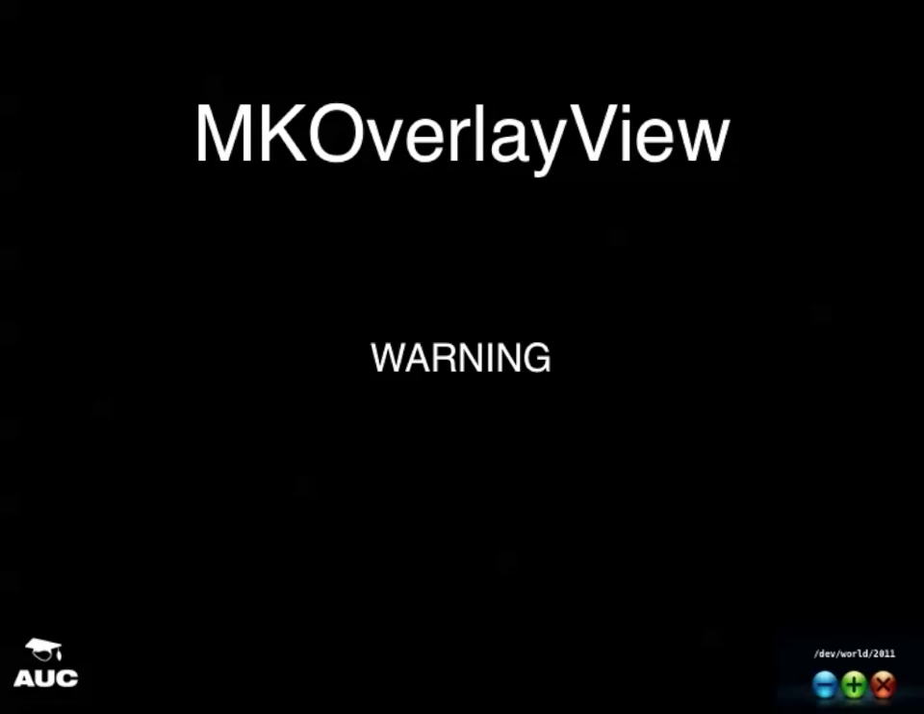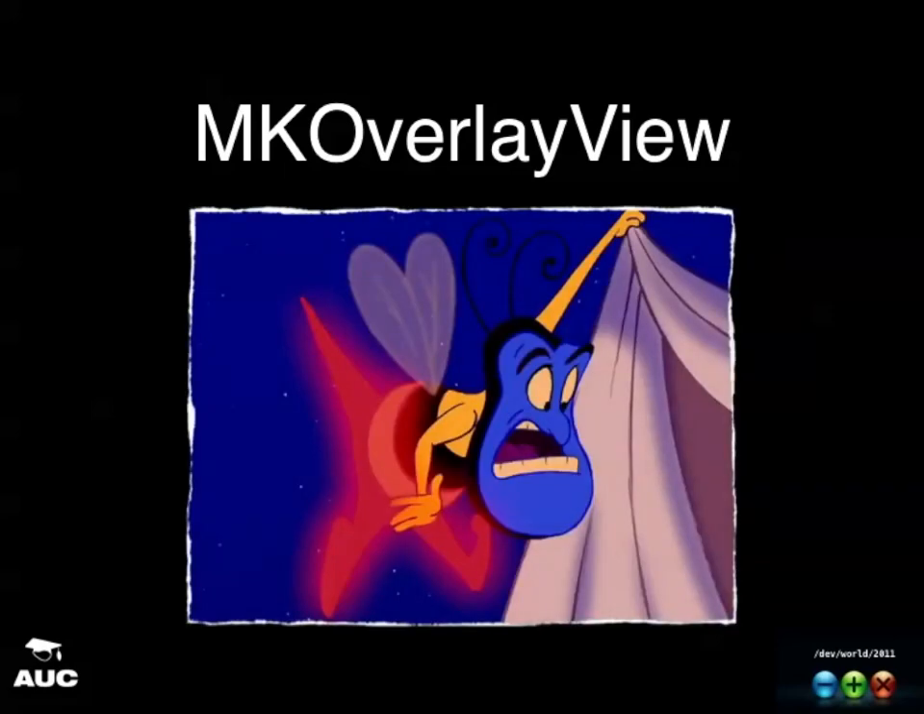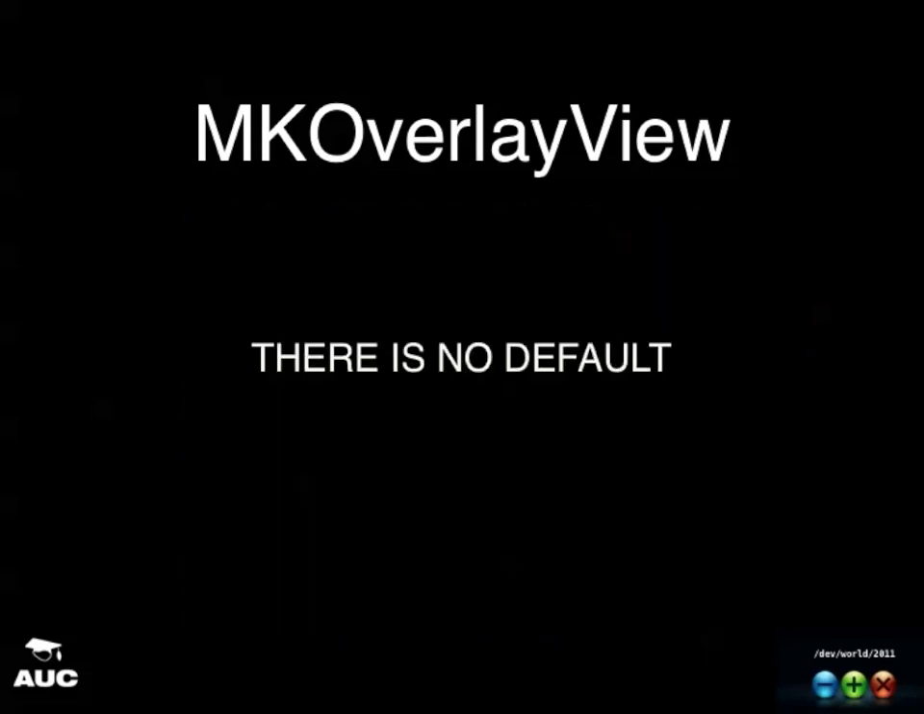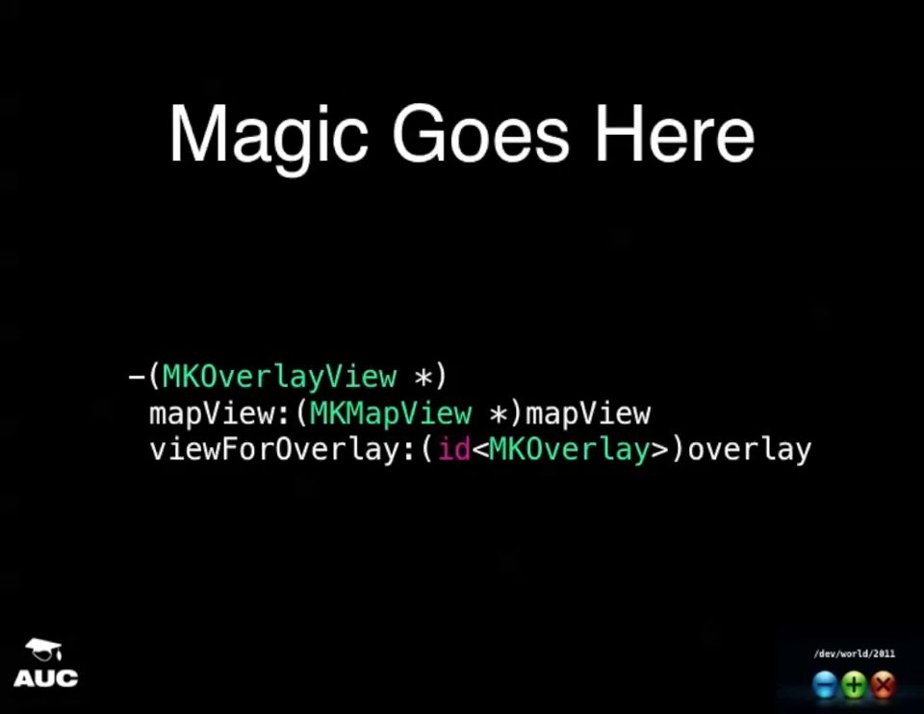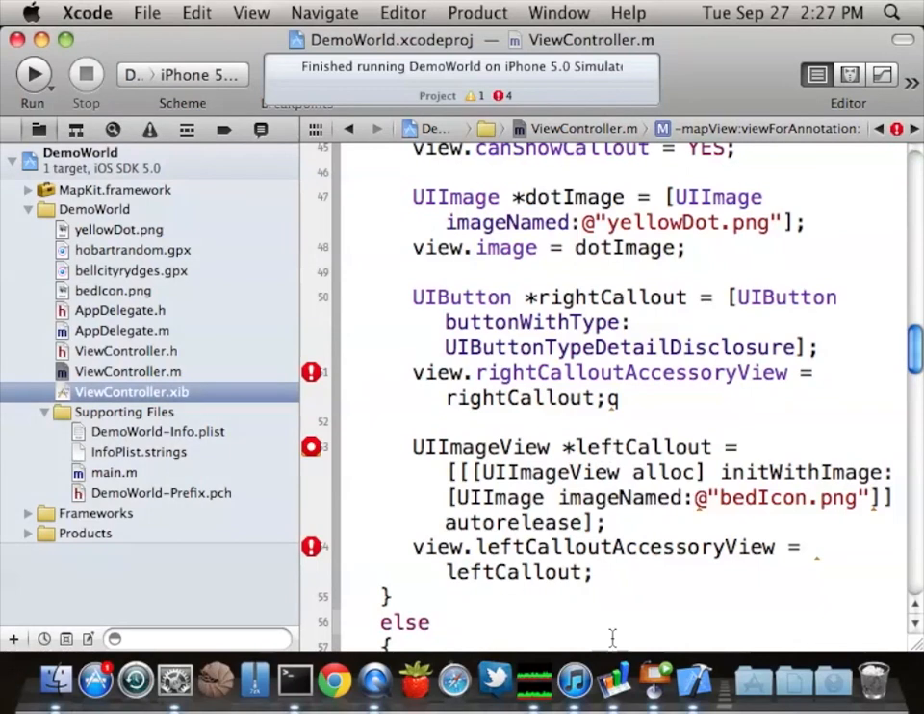I know why. I forgot to set the delegate. Just one thing, bit of a warning. It can't make intelligent guesses. You notice I didn't provide a delegate, yet my annotation still appeared, because it had the fallback of the pin. There is no fallback for overlay views. If you don't provide a view, it will do nothing and just take up memory. All the magic happens here. It looks very much like the annotation code, which I will just very briefly fix because that's going to drive me insane. Can't believe I forgot the delegate.